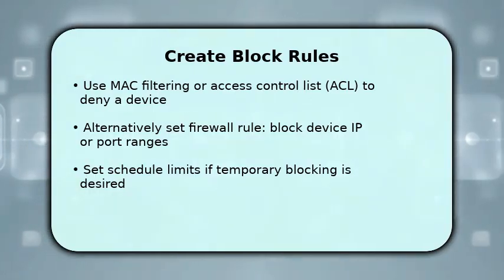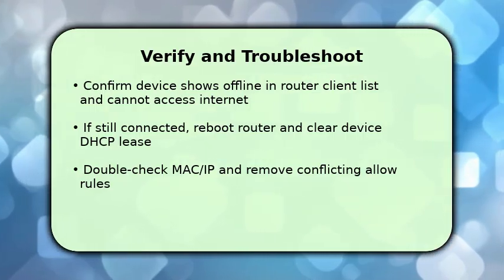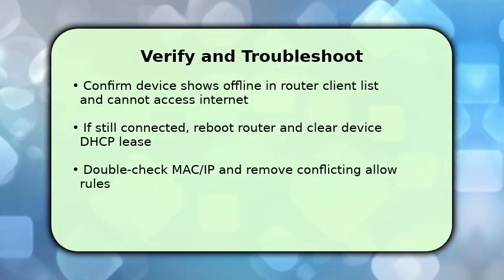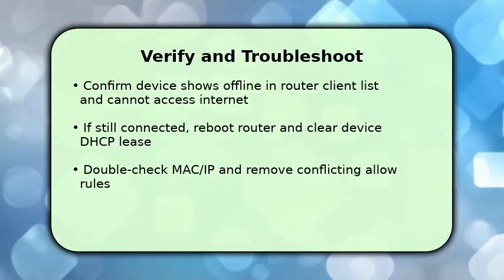You finish by verifying the block. Check the client list to see the device offline and attempt a controlled access test from that device. If it still connects, reboot the router and release/renew the device DHCP lease so the old address isn't reused.